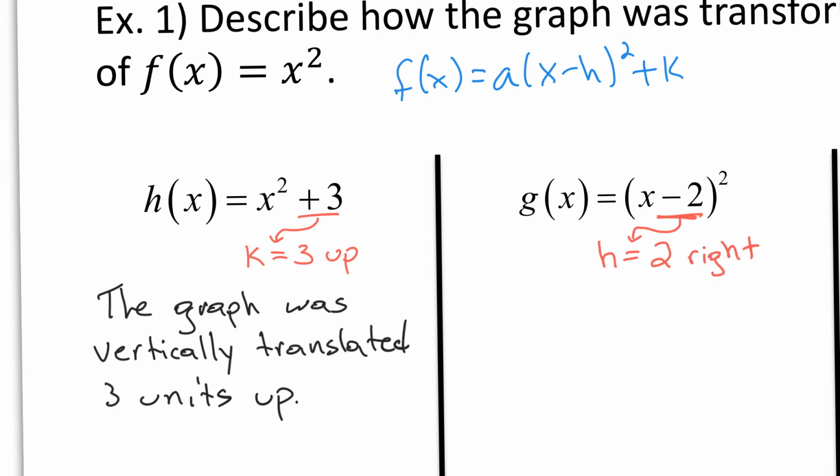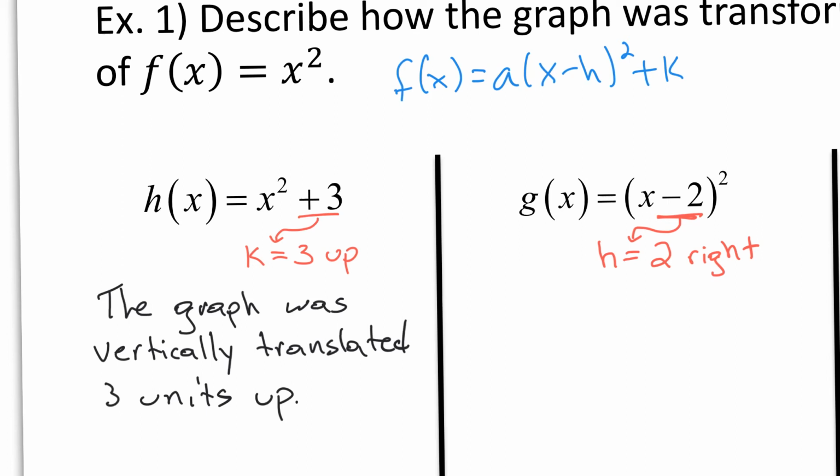If you look at the a value, it is before the parentheses, outside. So here, there's an invisible 1. The parent function has an invisible 1, so that didn't change. So we're okay with that. But the graph was translated to the right 2 units. How do you write that down in a sentence?